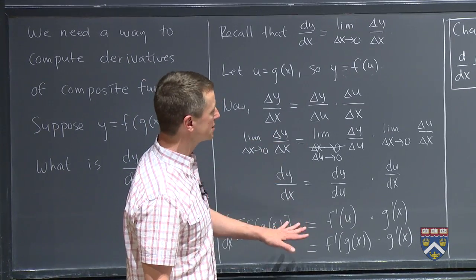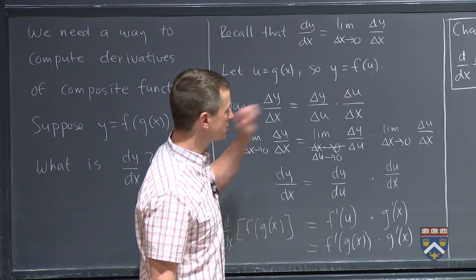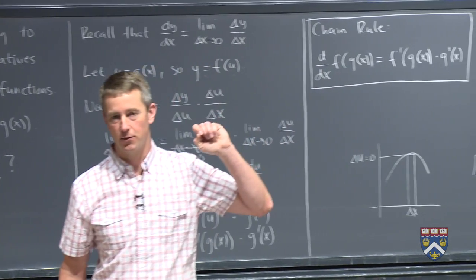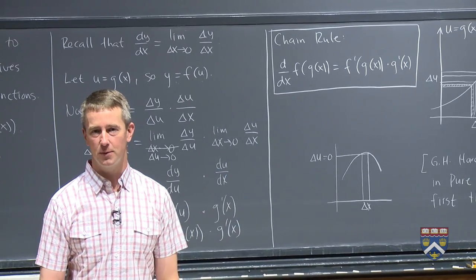So this is why the chain rule works. You have a change in x, it causes a change in u, which causes a change in y. And this is our chain rule. We put it in a box so we can remember it. And now in the next segment, we will practice using it.